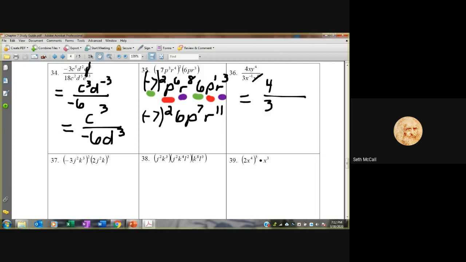We have x to the first on top and x to the negative 1 on the bottom. So what it ends up being is 1 minus negative 1. Now, when you do 1 minus negative 1, it becomes 1 plus 1, which is 2. So this is going to become x to the second right there. And then there's just a y to the fourth on the top. There's no y on the bottom anymore. So that's your final answer: 4x squared y to the fourth over 3.